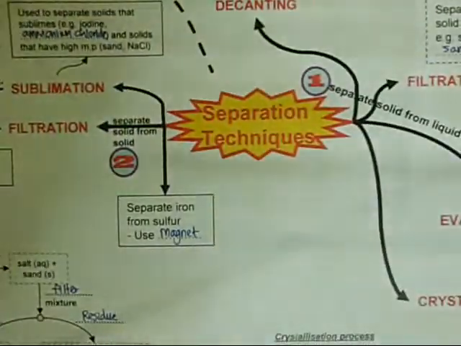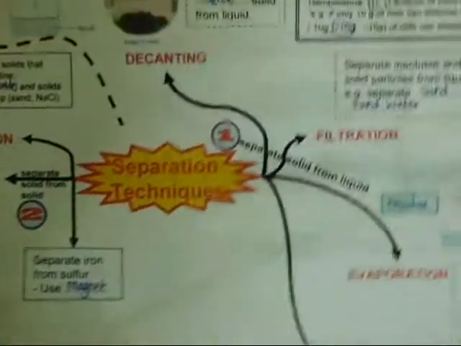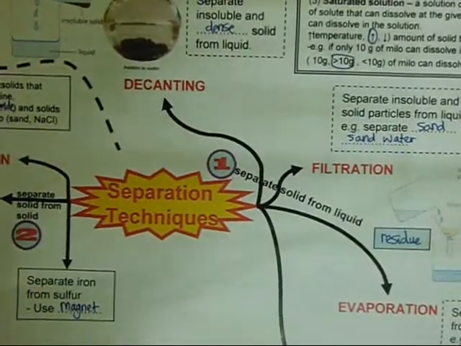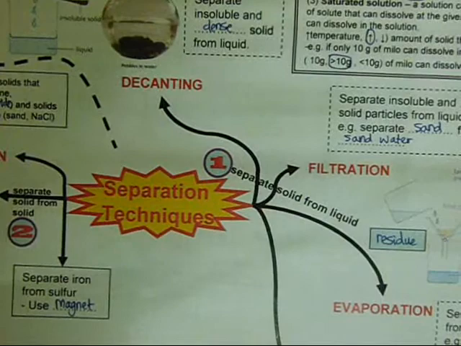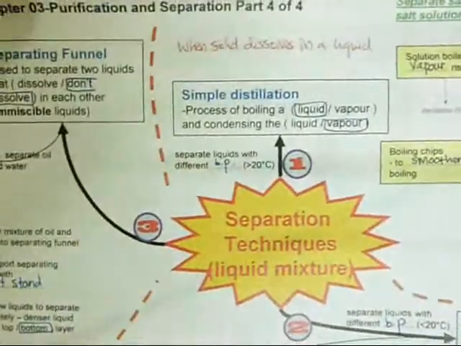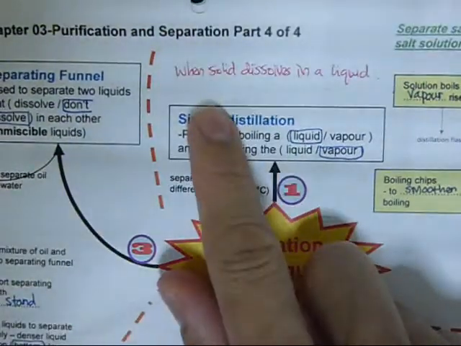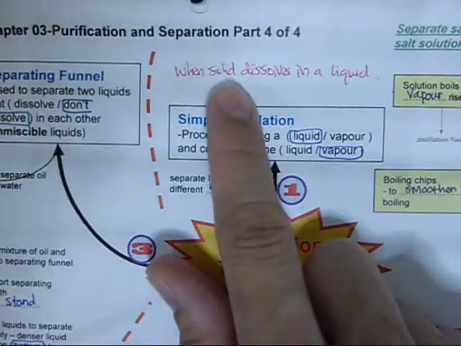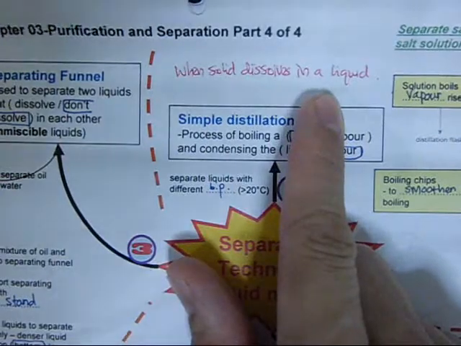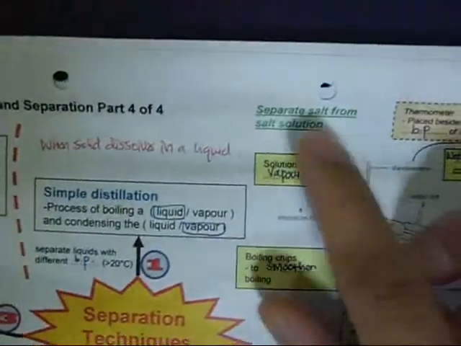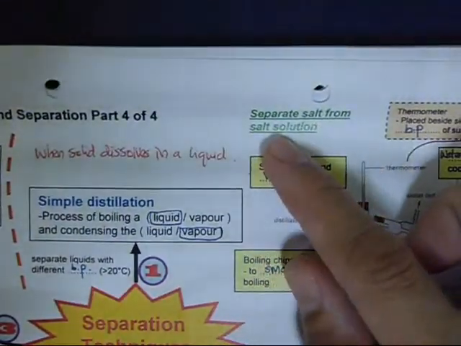For separation techniques, these are the different separation techniques. For each separation technique, you need to know what principle they operate on. More importantly, you need to know simple distillation. Simple distillation basically is for separating a solid which dissolves in a liquid. A very good example would be separating salt from the salt solution.